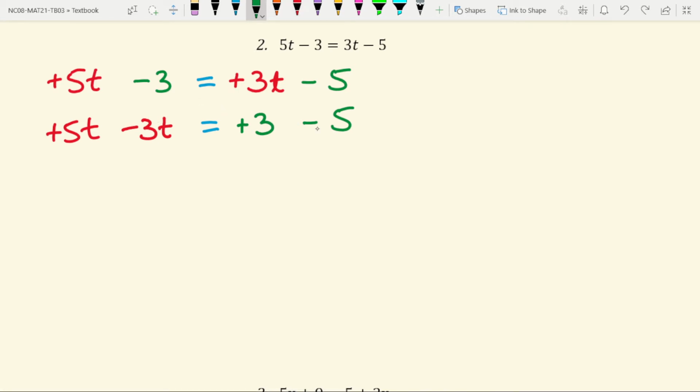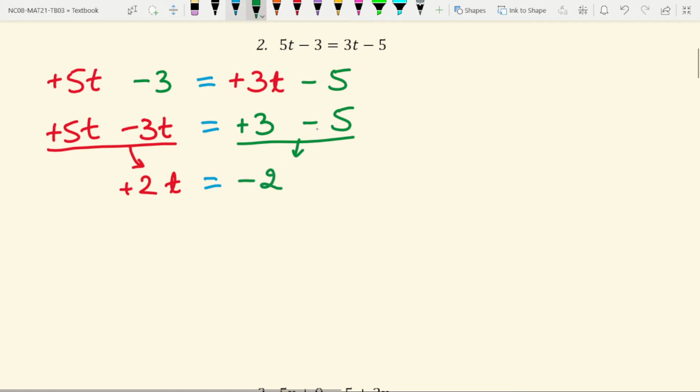So now we have obtained like terms on both the sides. Plus 5t and minus 3t are like terms, so we can add these two. 5t minus 3t is 2t. So plus 2t is equal to plus 3 and minus 5. Plus 3 and minus 5 is nothing but minus 2.